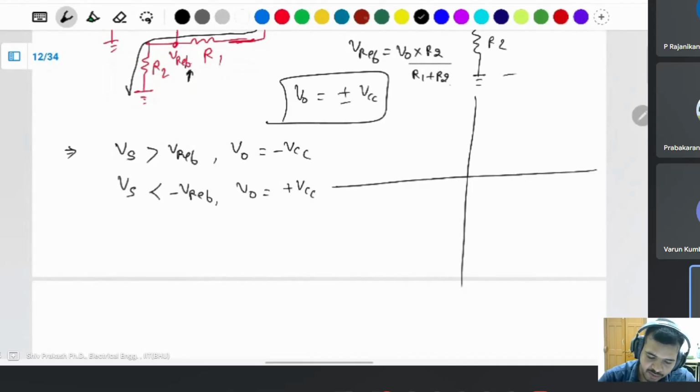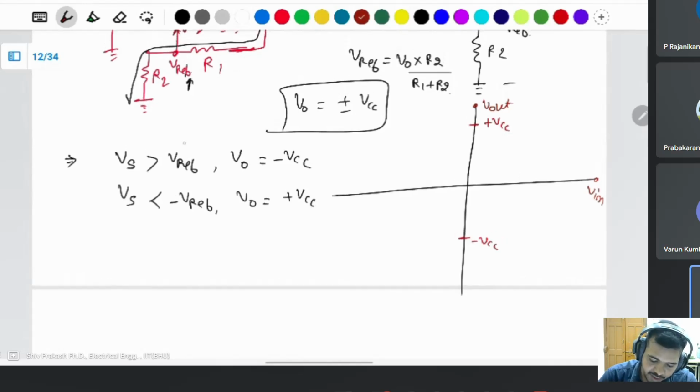Then the Schmitt trigger has some saturation limit. This is the output and this is the input voltage. Saturation output voltage varies from plus VCC to minus VCC. The saturation limit depends on the reference value. We compare from the source. Then the reference value is here plus V reference, and this will be minus V reference.